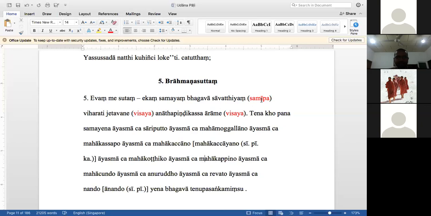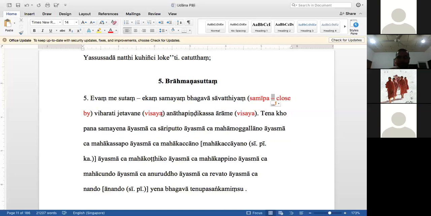As you can see, I typed two meanings, Samipa and Visaya. Samipa is close by, nearby. Visaya means, now it's very difficult to translate this word. Visaya means if we are living in a certain area, for example, if we are living on the earth, or living in a village. That entire space without which we cannot live is called the Visaya.